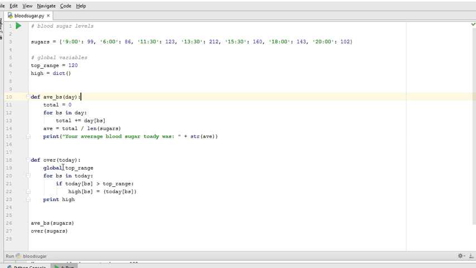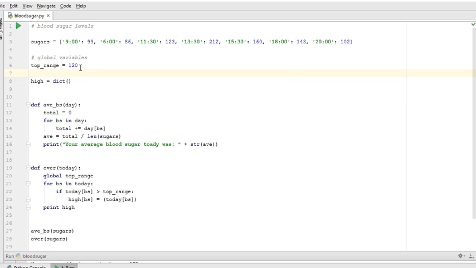Is it over 120? So I'm declaring here that I'm using the global variable top range. Technically, the dictionary, it's declared outside, but I don't have to use that global statement with it. So global top range means that I'm not declaring a new variable, I'm using that one. And for blood sugars in today, if today's blood sugar is greater than the top range, we're going to add them to the high dictionary and add today's blood sugar value so that I can see at what times my blood sugar was over 120. And I'll print that whole list. Then I have to call each of the functions, average blood sugar, passing it sugars, and over passing it sugars. So they're using the same dictionary to send to each one.